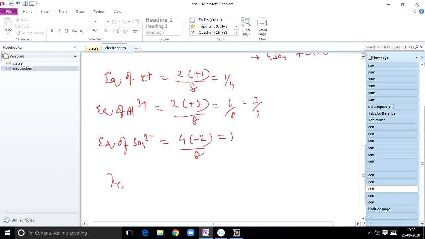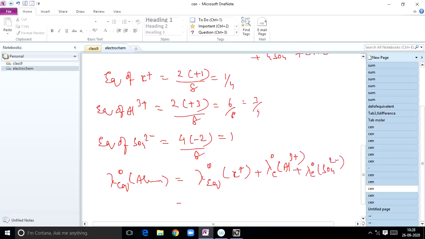Lambda equivalence of alum is equal to lambda equivalence of K plus, lambda equivalence of Al3 plus, lambda equivalence of sulfate ion. So substitute here, lambda equivalence of K plus is 1/4, that is X by 4, plus 3/4 Y plus 1 into Z. So final answer is X by 4 plus 3 by 4 Y plus Z in terms of equivalents. That is the answer, students.